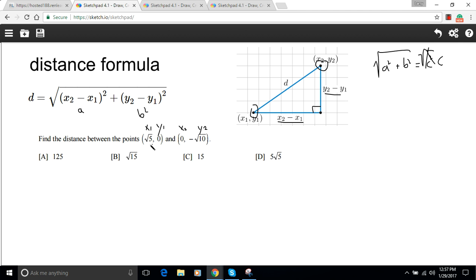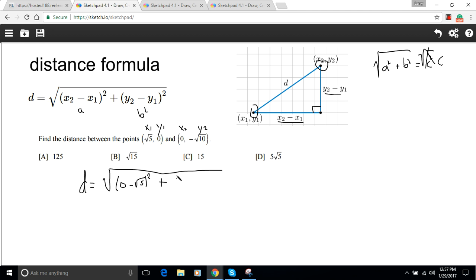Now all we have to do is plug these numbers in here and crunch it out, and we should get our answer. So let's see if we can set that up. We've got our D equals, and then I'm going to make a big, long radical symbol here. So the first bit is x2 minus x1. So we take the x coordinate from the second point, that's 0. We subtract the x coordinate from the first point, that's the square root of 5. And then that quantity gets squared.